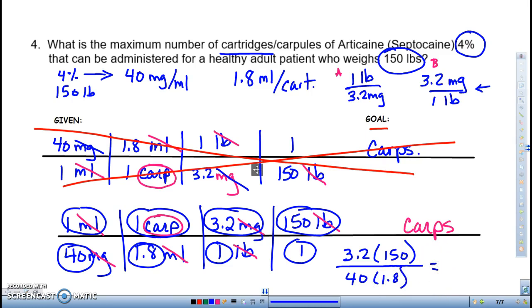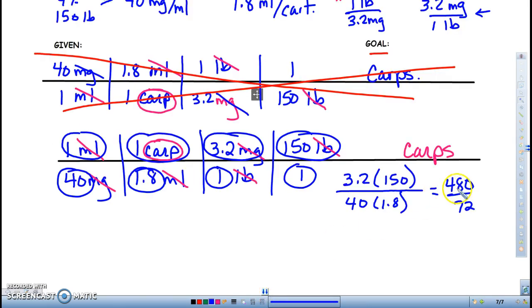And when I did the calculation, I got 480 over 72. And when you take 480 and divide by 72, I wound up with a total of 6 point, it might have been a repeating decimal like 666. I just rounded it to 6.7 carps of, what drug were we using? Articaine. What percent? Was it 2%? No, it was 4%. Was it 4%? Yeah, it was 4% right there. 4% Articaine.